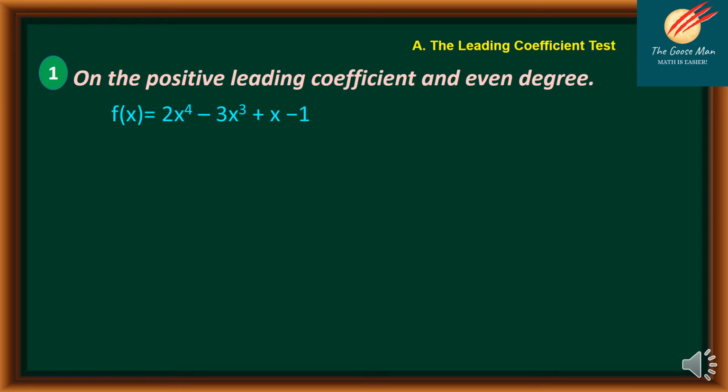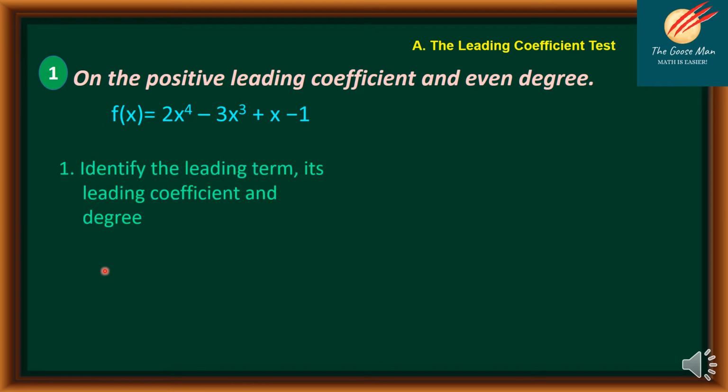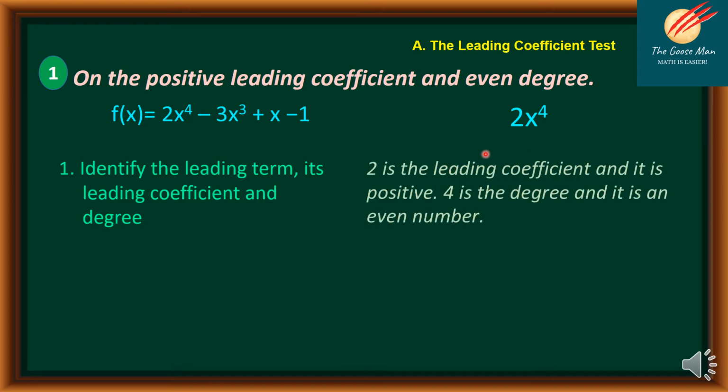To illustrate the leading coefficient test, let's have example number 1. On the positive leading coefficient and even degree, say for instance, we have the function f of x is equal to 2x to the fourth power minus 3x cubed plus x minus 1. So the first step is identify the leading term, its leading coefficient, and the degree. So we will take the term 2x to the fourth power. So 2 is the leading coefficient and it is positive. 4 is the degree and it is an even number.